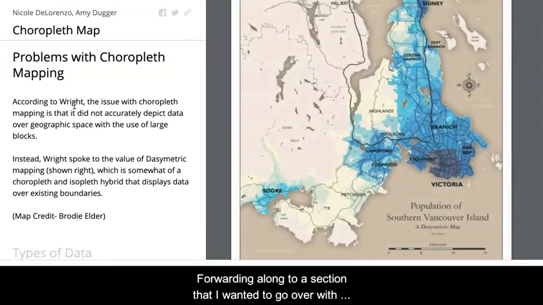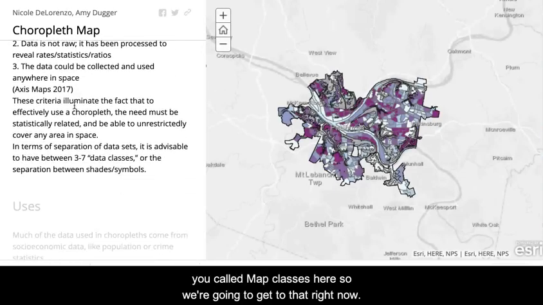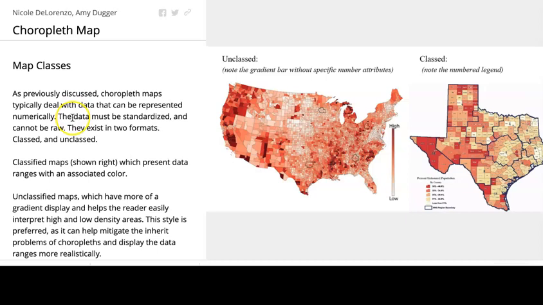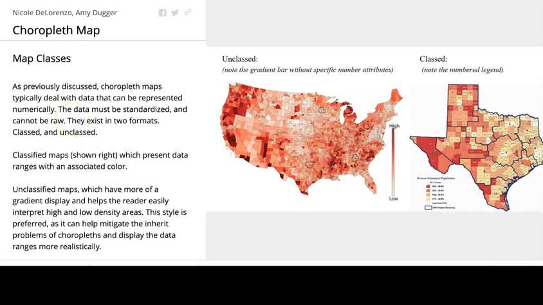Forward along to a section that I wanted to go over with you called map classes here. So we're going to get to that right now. So as we talked about before, these choropleths deal with data that can be represented numerically, and it must be standardized, can't be raw. And there's two formats for making a choropleth map. On the right-hand side, you can see one is unclassed. In other words, there's a scale on the right that says from high to low. And then there is a classed map of Texas that is showing the numbered legend.